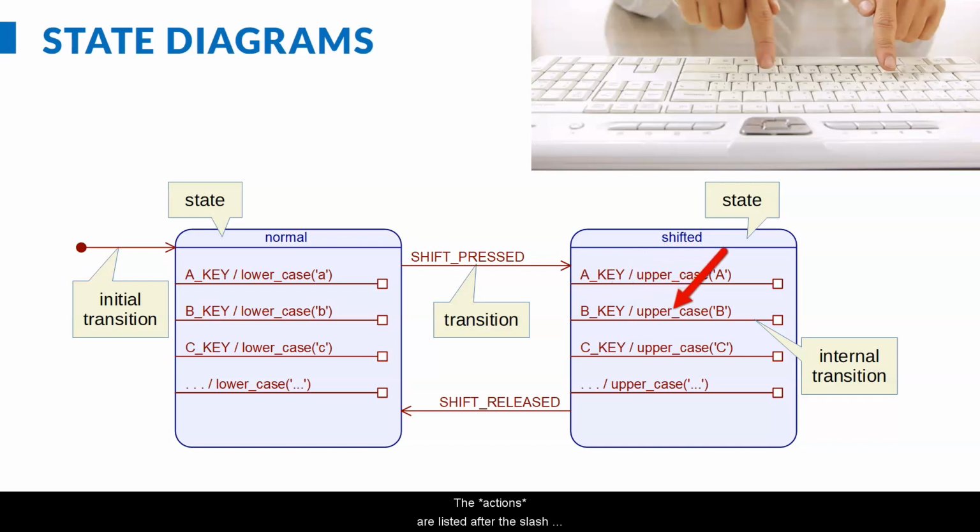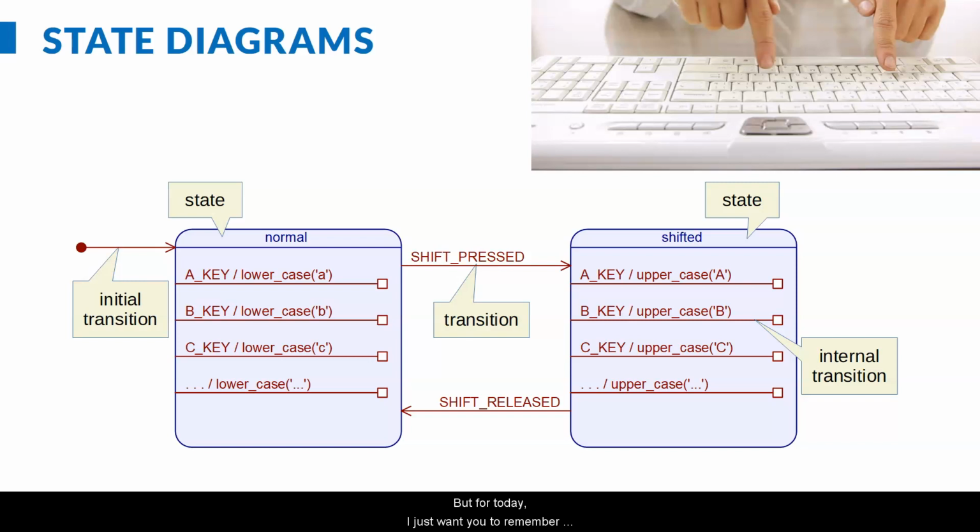The actions are listed after the slash character and are allowed on both kinds of transitions, internal and regular. Additionally, every state machine needs to have an initial transition that points to the default state, which is active when the state machine is created and before any events are dispatched to it. A state machine can have many more features, and there are many kinds of state machines used in software, including the modern hierarchical state machines, also known as UML state charts. I am going to cover some of the most important variants of state machines in future lessons.